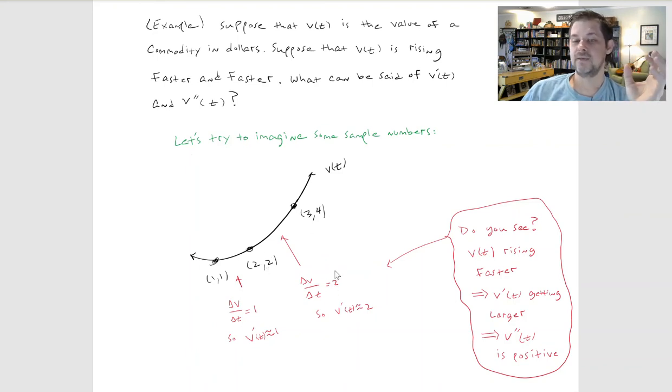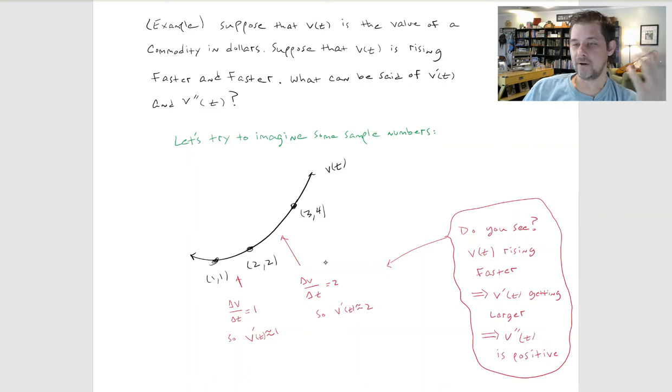So you see how the time increase is 1 here, and between these 2 points the time increase is also 1. But between these 2 points versus these 2 points, the value increase is 1 here, where here the value increase is by 2. That's what it means if the value is rising faster and faster. Each jump is higher than the one that came before it.